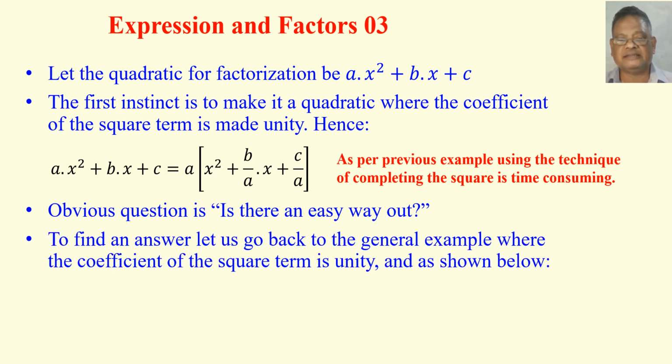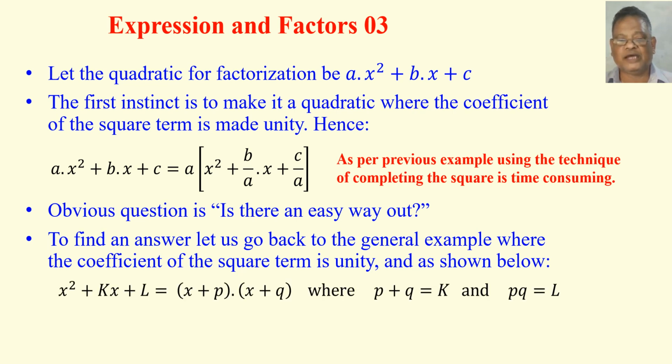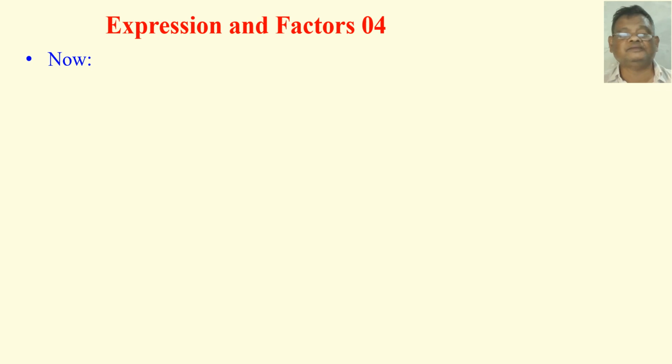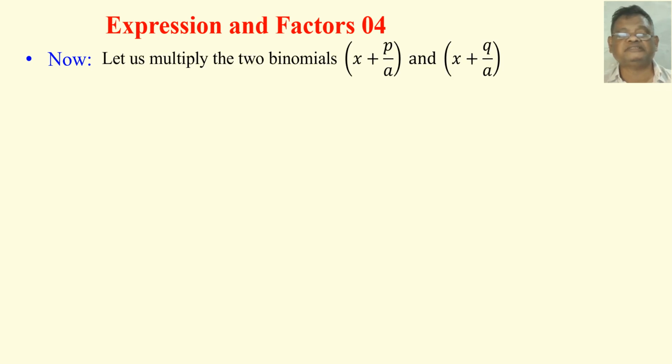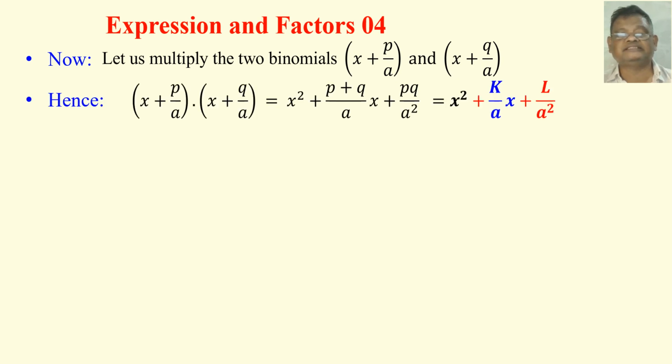To find an answer, let us go back to the general example where the coefficient of the square term is unity. As shown below, x squared plus kx plus L is equal to x plus p into x plus q, where p plus q is equal to k and pq is equal to L. Now, let us multiply the two binomials x plus p over a and x plus q over a. Since p plus q equals k and pq equals L, as shown, the multiplication yields the quadratic x squared plus k over a x plus L over a squared.